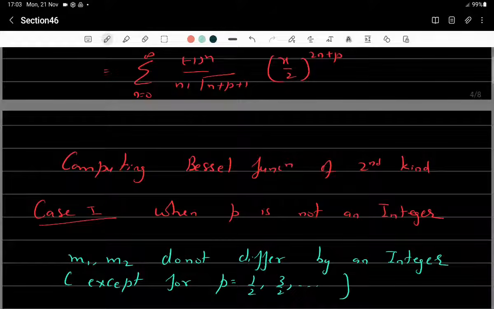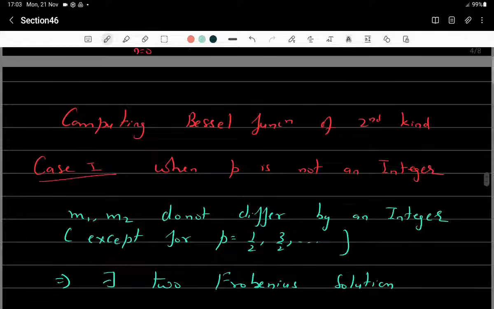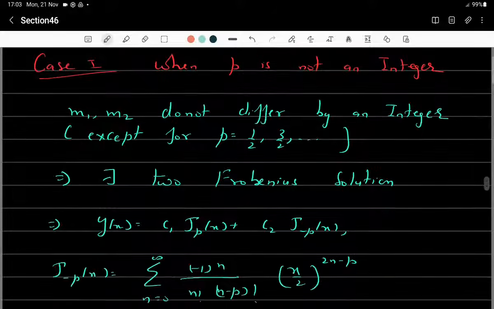Okay. So I will discuss the case of p equal to 1 by 2, 3 by 2 separately. But for the other values, when p is not an integer, surely m1, m2 do not differ by an integer, and there exist two Frobenius series solutions. One solution is jpx, the other solution is j minus px, where j minus px is a very easy observation. In jpx you replace p by minus p, you simply get j minus px. It means when p is not an integer and p is not equal to 1 by 2, 3 by 2 and so on, then y of x is c1 jpx plus c2 j minus px.